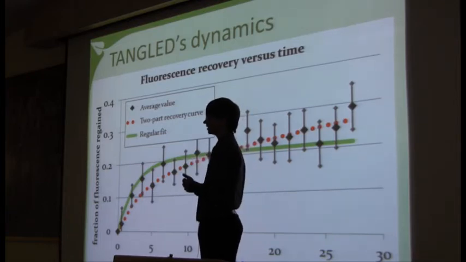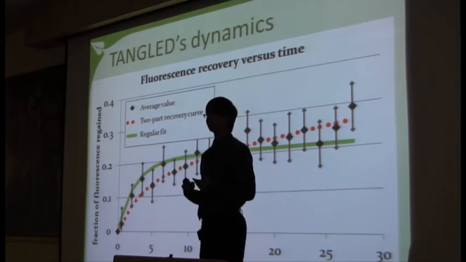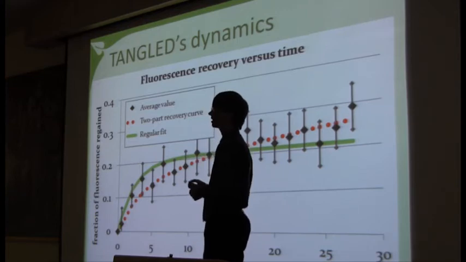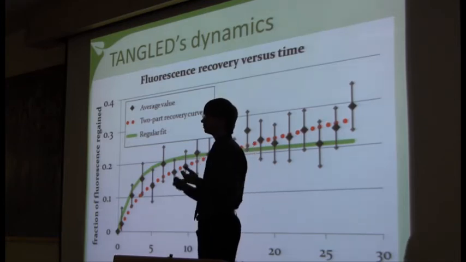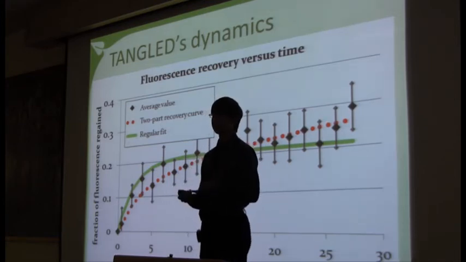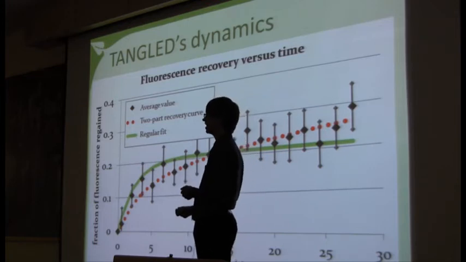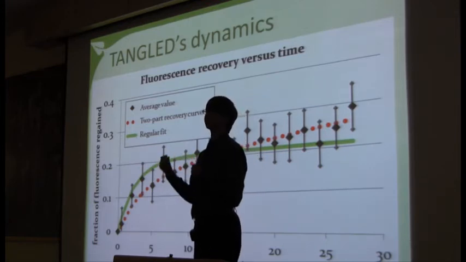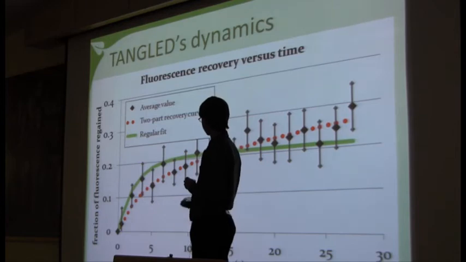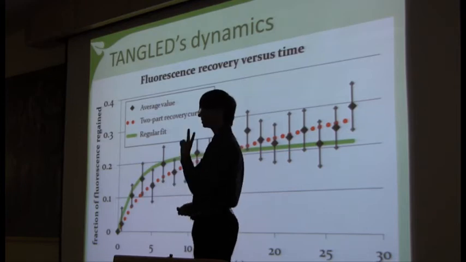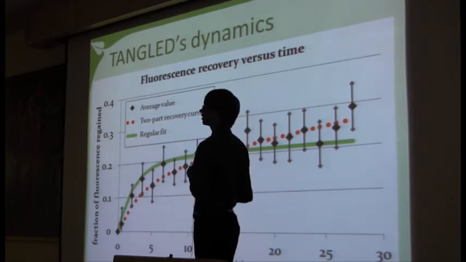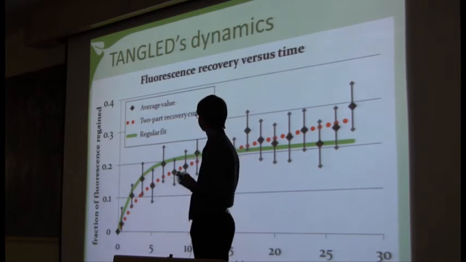So I looked into the literature and found that a better fit for the data was to use a two-part recovery curve, which is the dotted line. And what a two-part recovery means is that tangle is brought to the division site by two distinctly different processes. The first process takes place within about 10 seconds and regenerates about 13% of the fluorescence. The second process takes much longer than 27 seconds to complete.